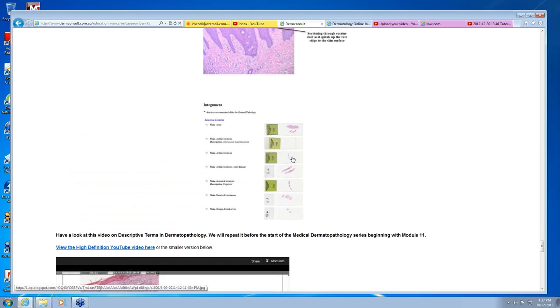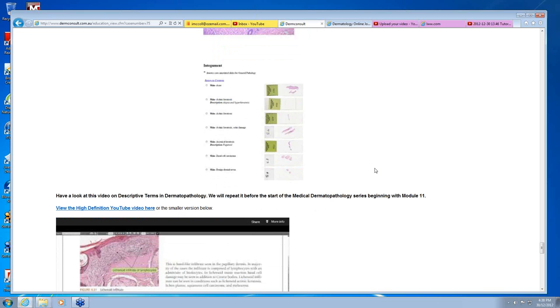There's actually a link to a virtual microscope. Now, a virtual microscope allows you to go in and look at these particular images on your computer screen as if you were looking at them on a microscope slide in front of you. So they can be quite useful.